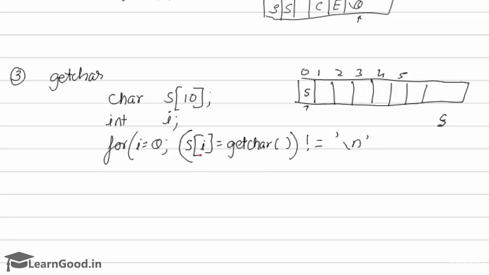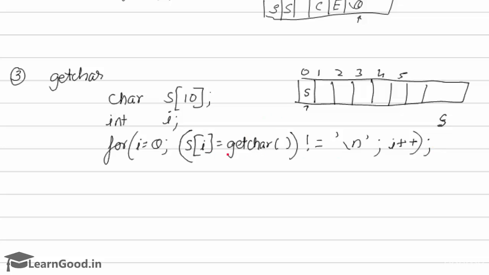So now, at present, s of 0th location value I have given as s. So s is not equal to \n. If it is not equal to \n, then i should get incremented. That means you have to read the next data. So i plus plus. It's a single line loop, so I'll give a semicolon here. There is no set of statements for this for, so let's give a semicolon here.